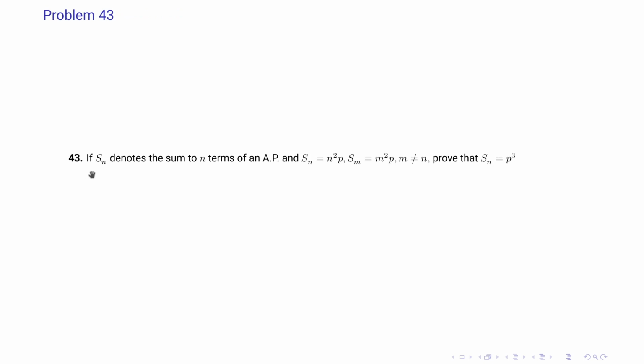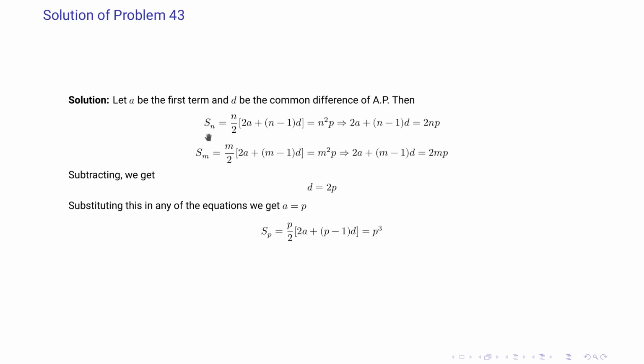Problem number 43 says that if Sn denotes the sum to n terms of an AP, Sn is equal to n square p, Sm is equal to m square p, m is not equal to n, prove that Sp is equal to p cube. So we substitute in the formula Sn is equal to n by 2 into (2a plus (n minus 1) into d) is equal to n square p. Cancel out n, we take 2 to the right side, we get 2a plus (n minus 1) into d is equal to 2np. Similarly, for Sm, we get 2a plus (m minus 1) into d is equal to 2mp.